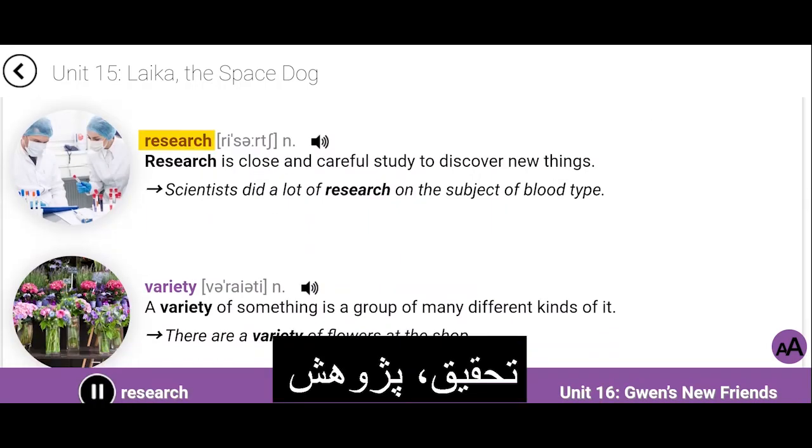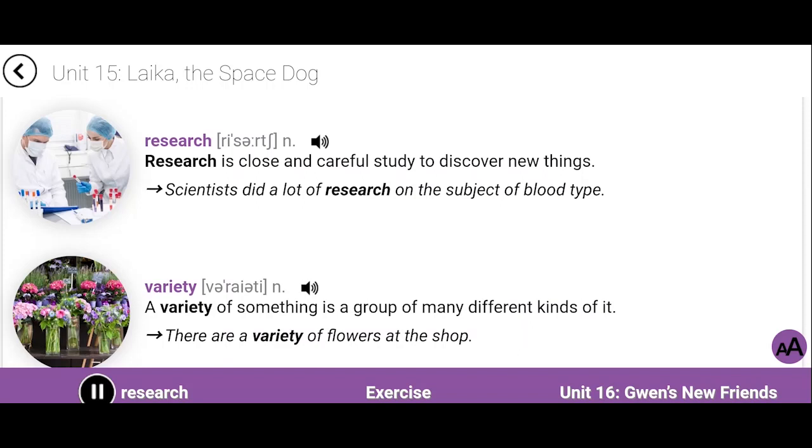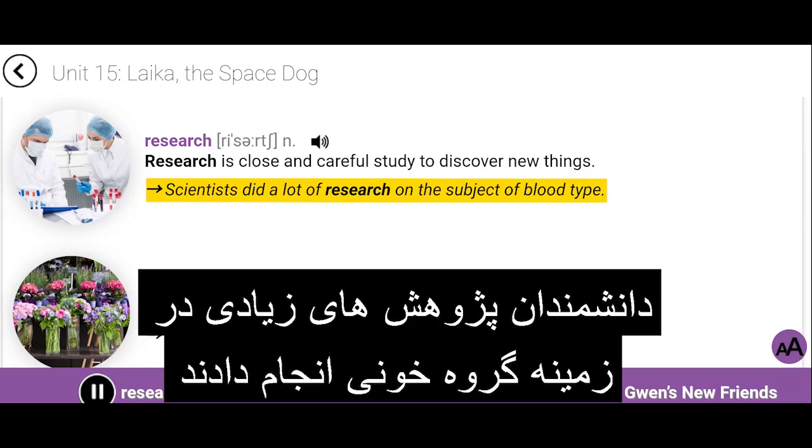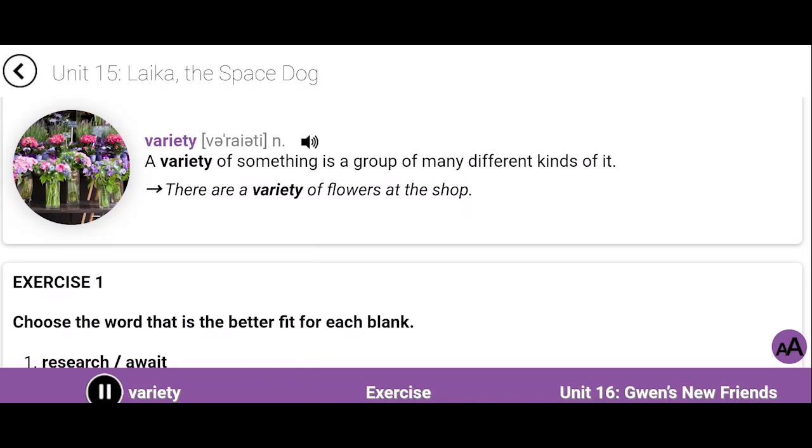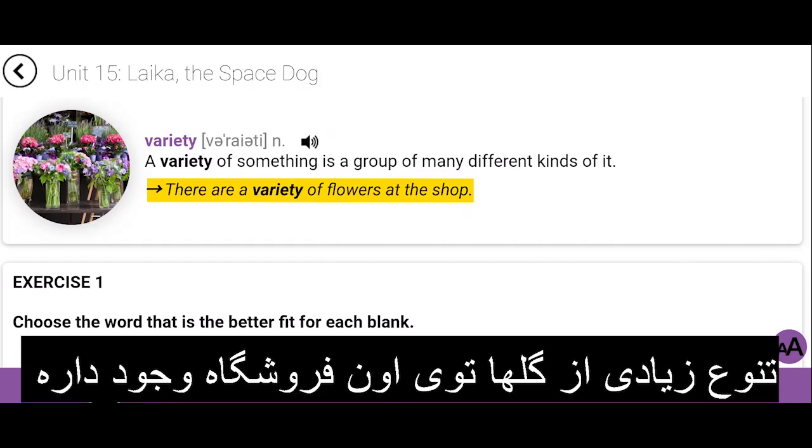Research. Research is close and careful study to discover new things. Scientists did a lot of research on the subject of blood type. Variety. A variety of something is a group of many different kinds of it. There are a variety of flowers at the shop.